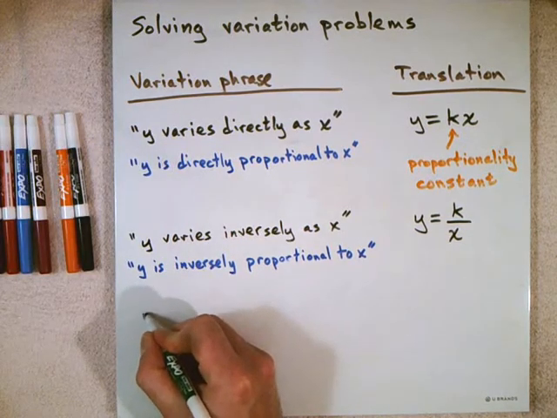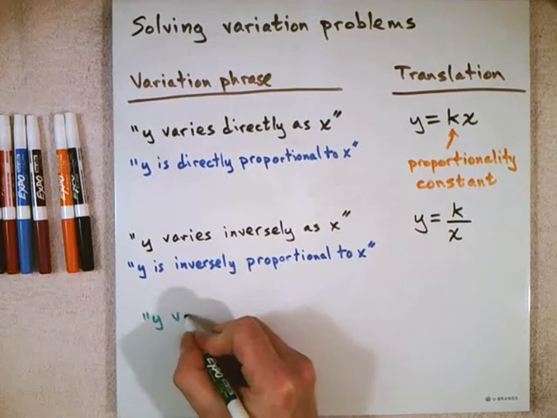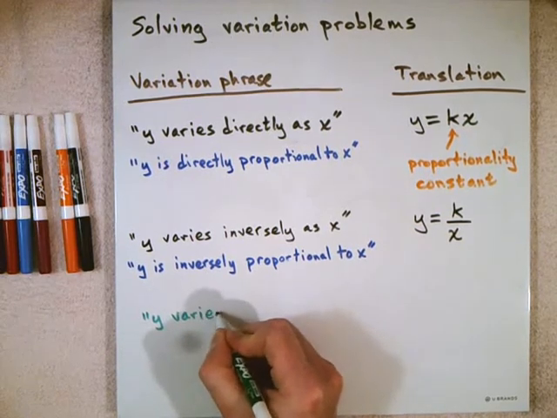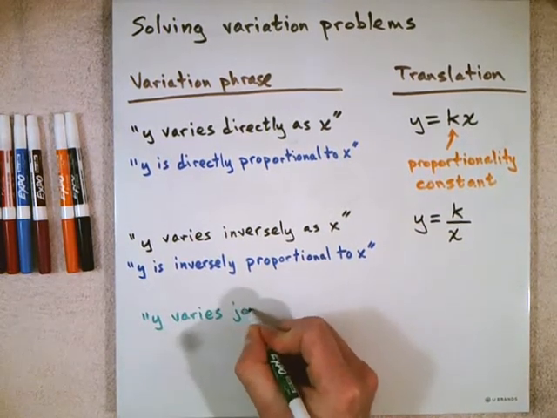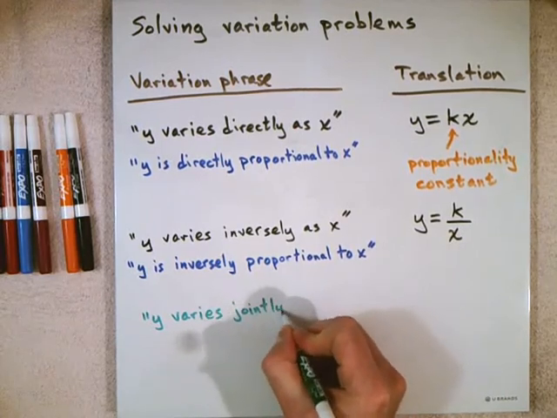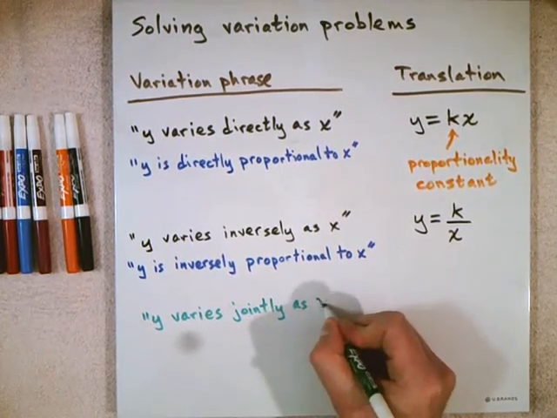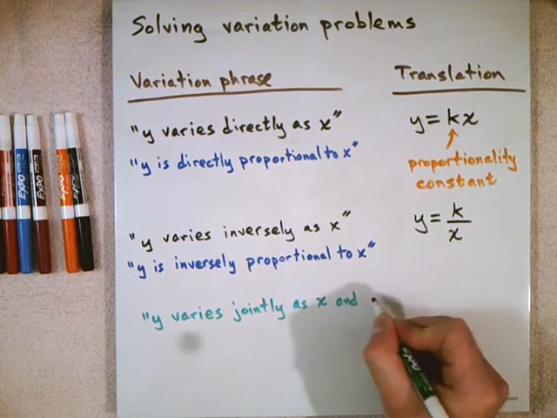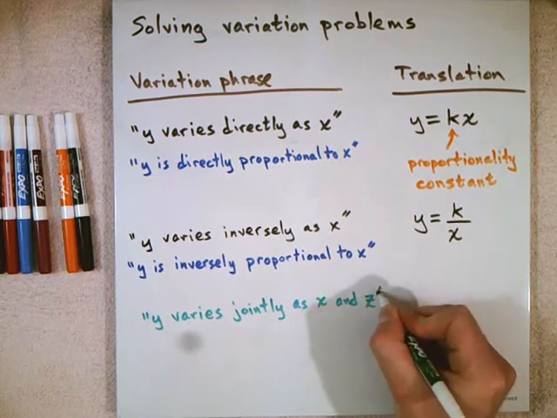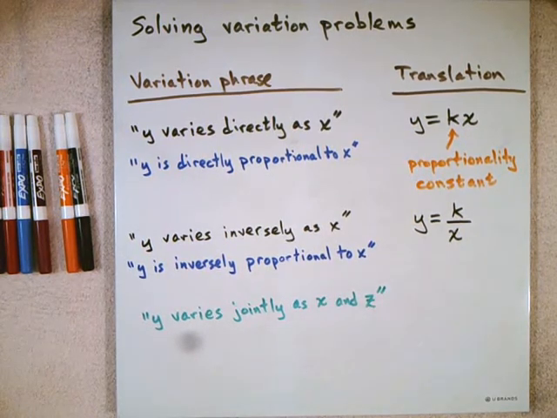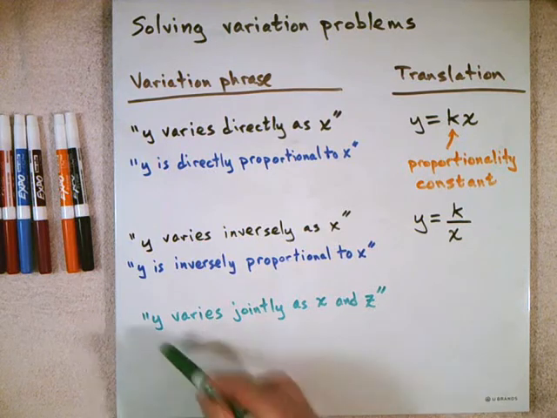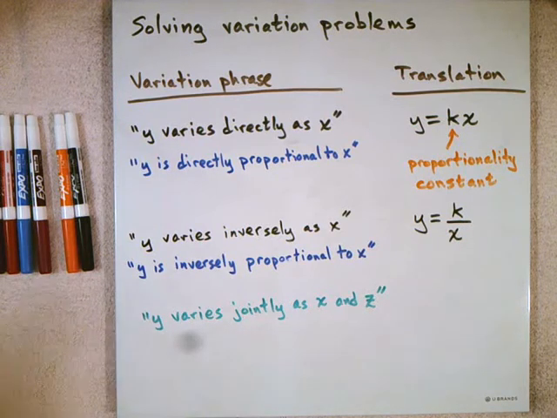Y varies jointly as X and Z. Okay, so what that means basically is X and Z are both affecting Y. How? In a direct way. That is, they're directly related to Y. At the same time, though. So how do you get it all rolled into one equation? It's not too hard to do.